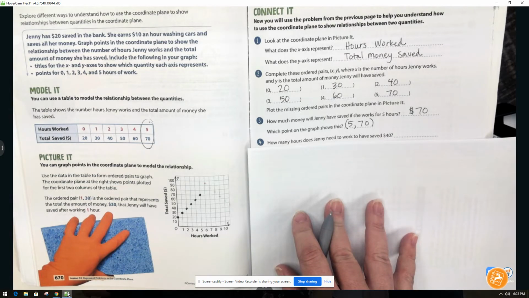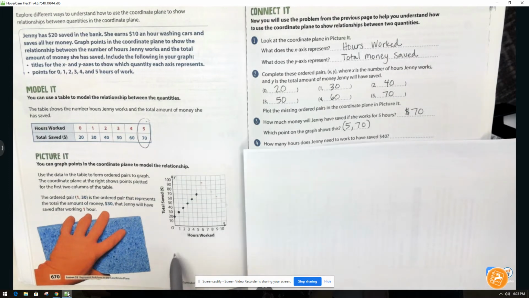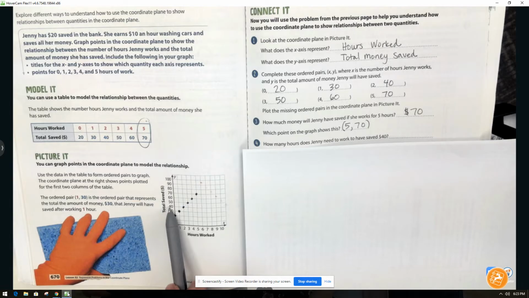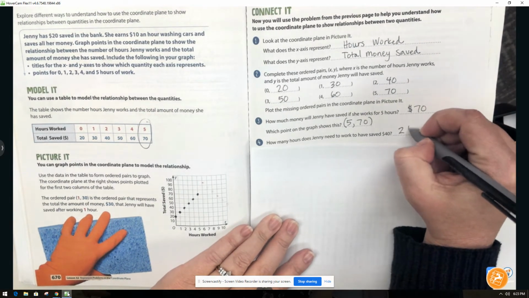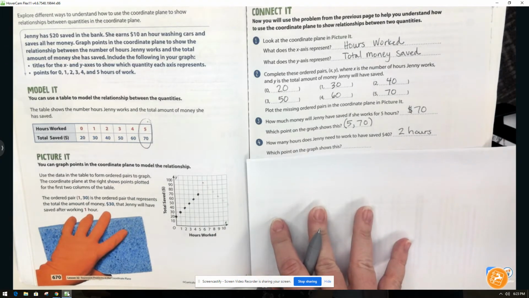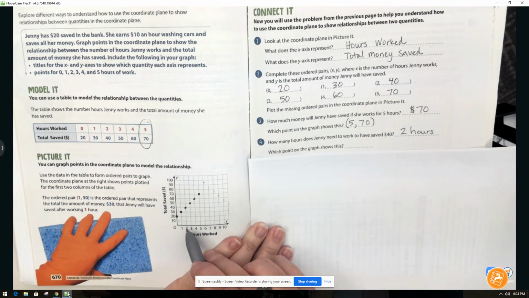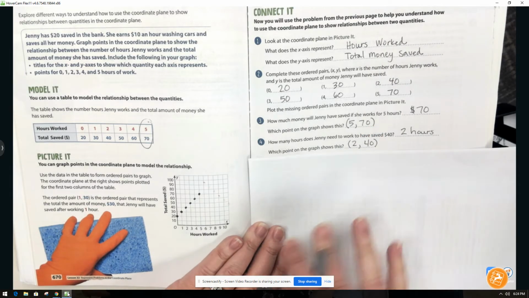So how many hours does Jenny need to work to have saved a total of $40? So instead of looking at our hours, we're going to look at our money first and then find out how many hours it would take. So if she wants to have $40, how many hours would that take her? That's right. It would take her 2 hours to have a total of $40. Which point on the graph shows this? Well, that would be 2, 40, because of the 2 hours, comma, 40 because of the $40.